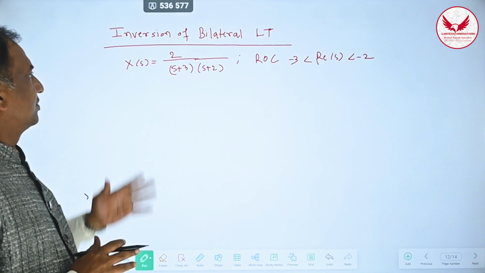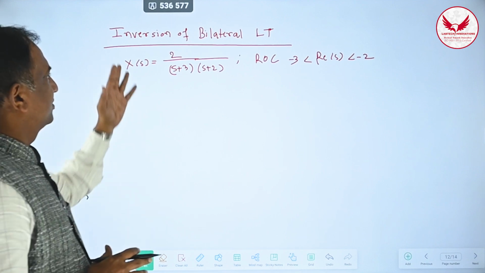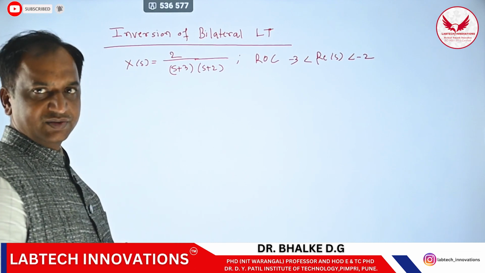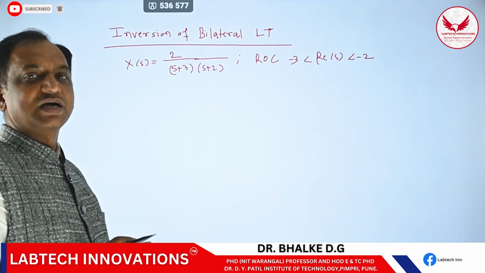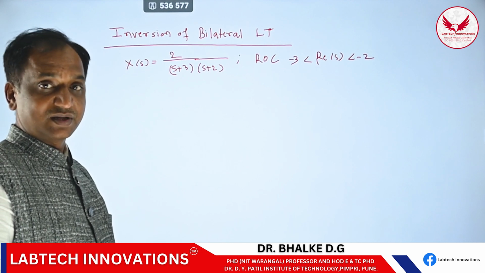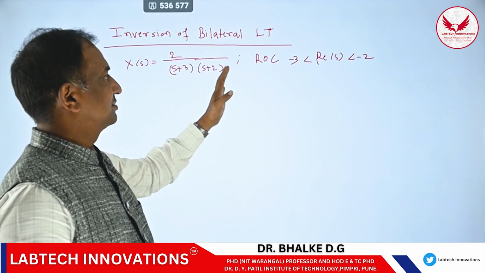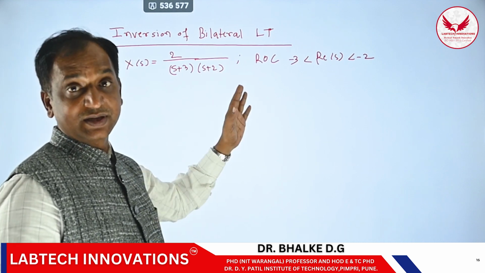Now we are going to study a very important topic about the inverse Laplace transform. इनवर्स लैपलास में भी दो टाइप हैं, एक है यूनिलैटरल इनवर्स लैपलास ट्रांसफॉर्म जहाँ पे आरओसी स्पेसिफाई किया नहीं होता, और दूसरा है बायलैटरल लैपलास ट्रांसफॉर्म. बायलैटरल लैपलास ट्रांसफॉर्म में रीजन ऑफ कन्वर्जेंस स्पेसिफाई किया होता है.